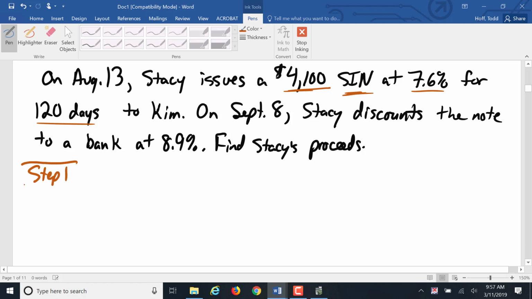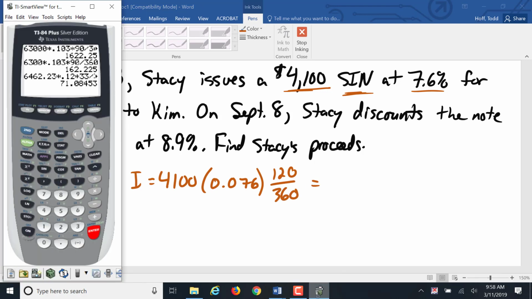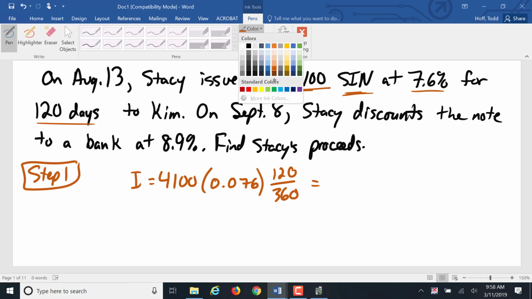That's our step one. We're going to go ahead and calculate the maturity value of that. Our interest is going to be the original principal times the original rate, 7.6% is 0.076, times our time of 120 days over 360, giving us $103.87 in interest.